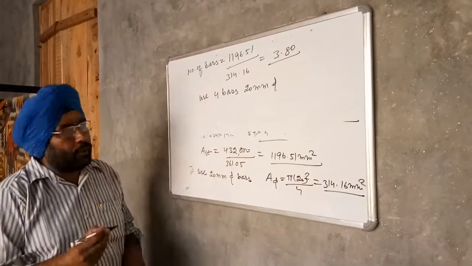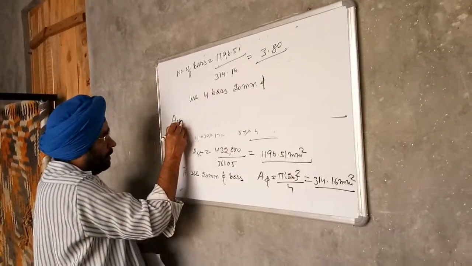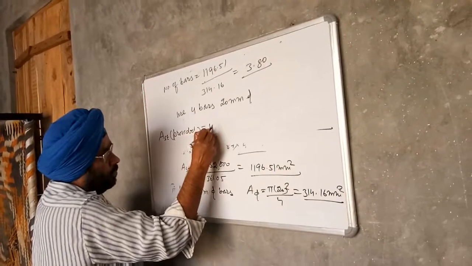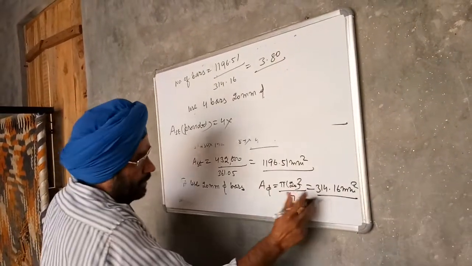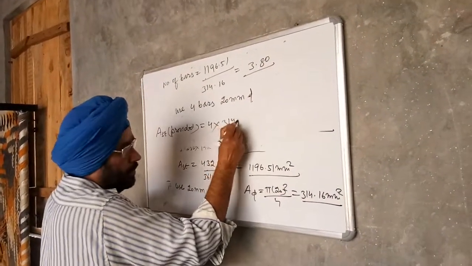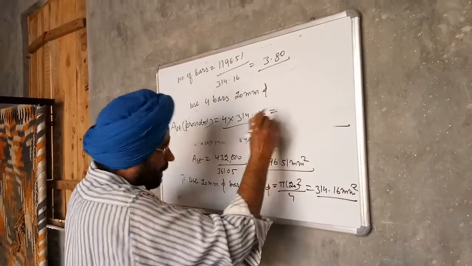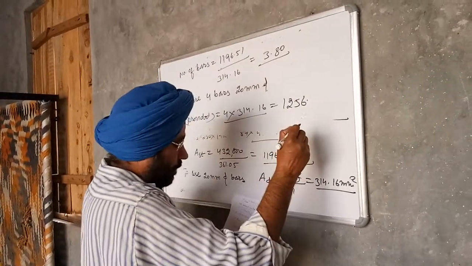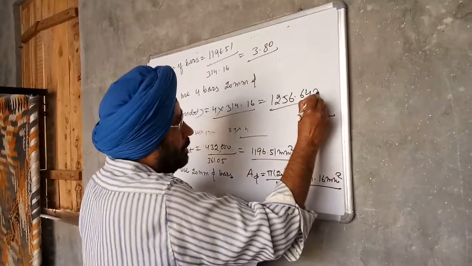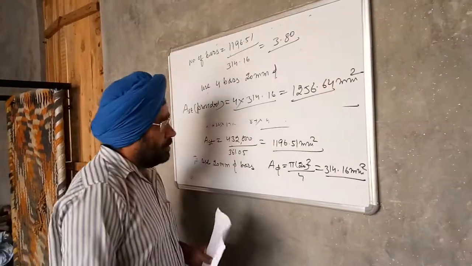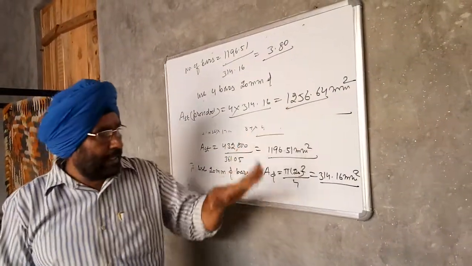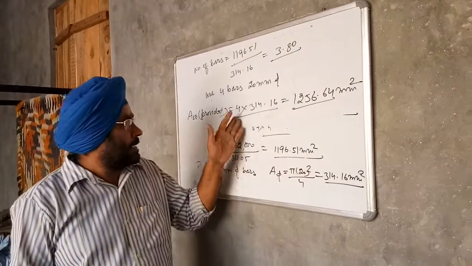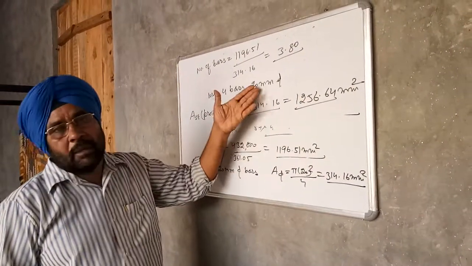Then area of the steel provided, Ast provided, is equal to 4 bars into area of the one bar, 314.16. So Ast provided is equal to 1256.64 square millimeter. So this is the area of the steel provided, and area of the steel required is 1196.5. This is Ast provided using 20 mm dia bars.